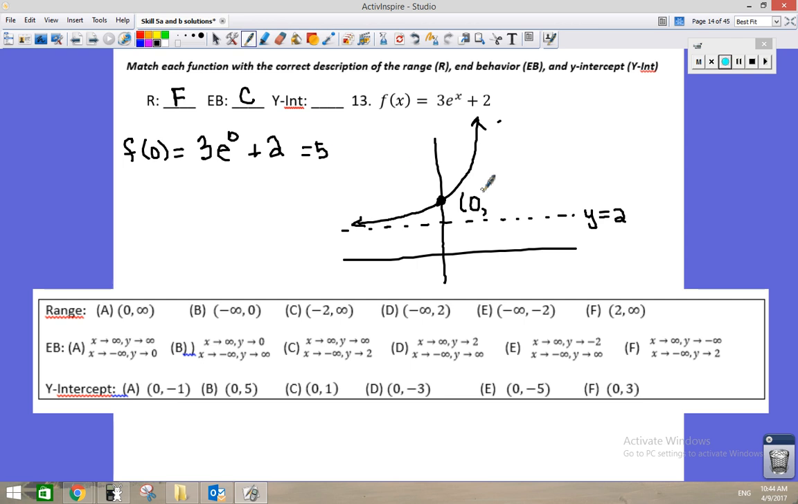So that vertical stretch stretched it by a factor of 3 and lifted it up to where that new y-coordinate is (0, 5). So let's find it. There it is, B. So here are our answers for problem number 13, and I hope that helps, and I'll talk to you later.